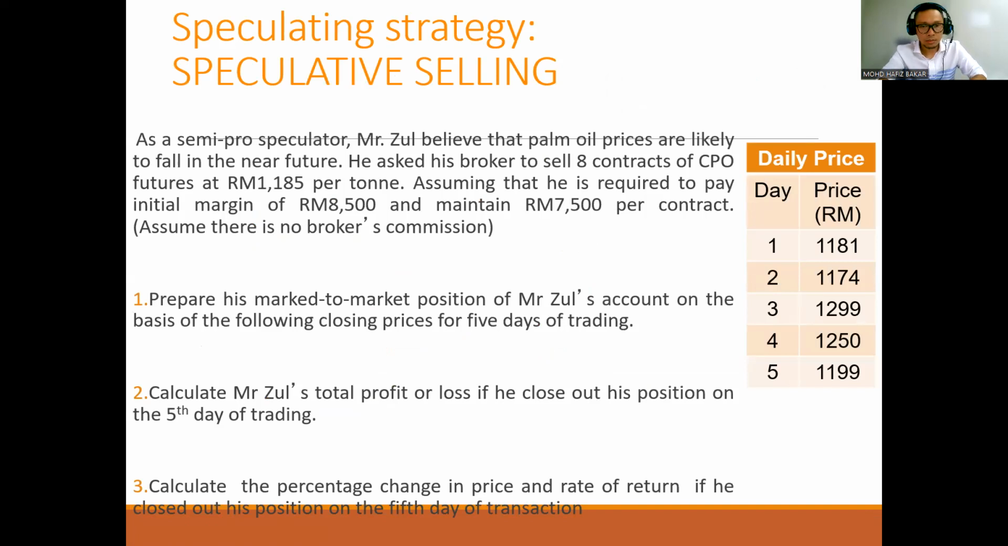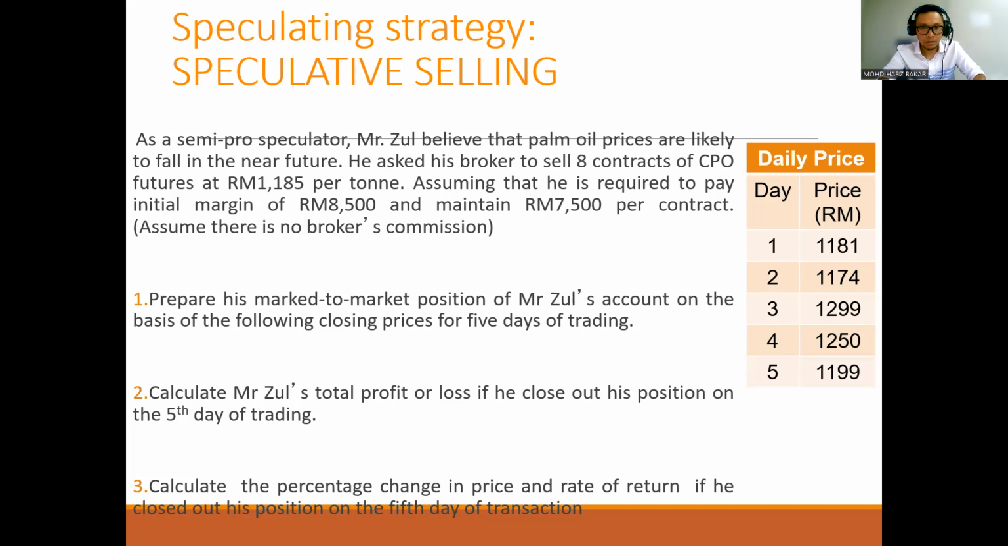Okay, the situation as per slide. As a semi-pro speculator, Mr. Zul believed that palm oil prices are likely to fall in the near future. So if it falls, it is more on the bearish side. He asked his broker to sell a contract of CPO futures at 1,185 ringgit per ton. Assuming that he is required to pay an initial margin of 8,500 ringgit and maintain 7,500 per contract. Assume there is no broker's commission.